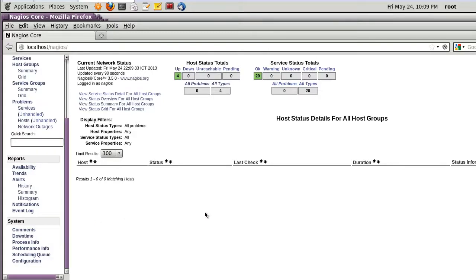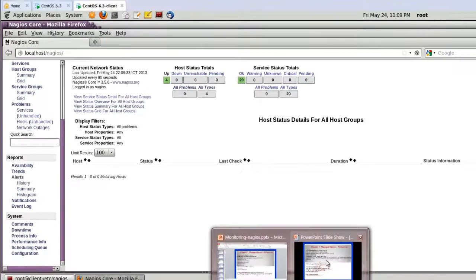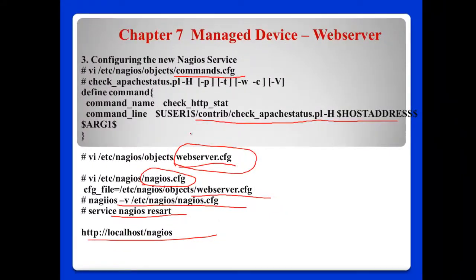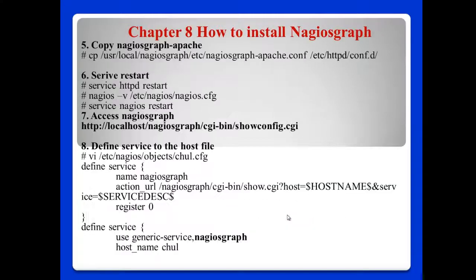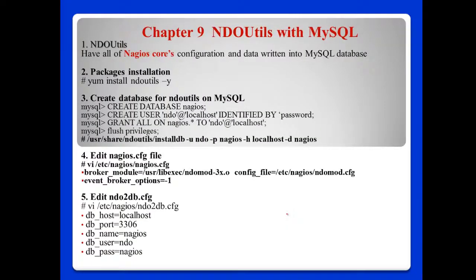Okay, so far I explained how to configure the Cisco routers and web servers using Nagios. In the next video, I will explain how to install Nagios Graph, and after that the NDOUtils with MySQL. Okay, thank you for watching this, and see you in the next video.